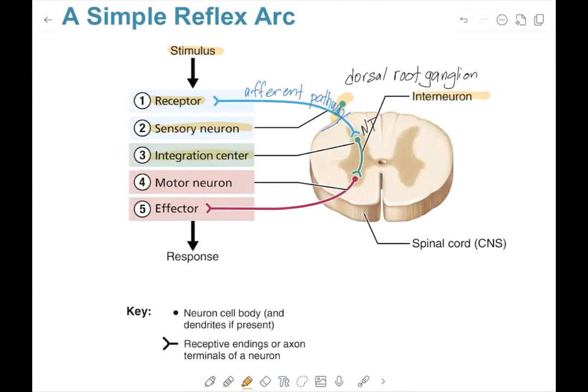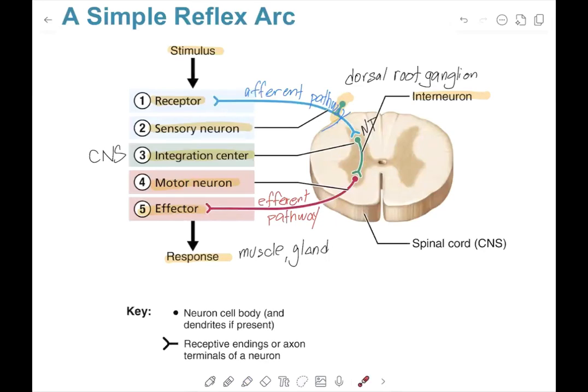The interneuron is within the central nervous system where integration happens. The integration region decides then what to do. There is then a motor neuron which conducts the efferent pathway, back towards the effector. And the effector is where the response is produced. Many times the effector is a muscle or it's a gland.